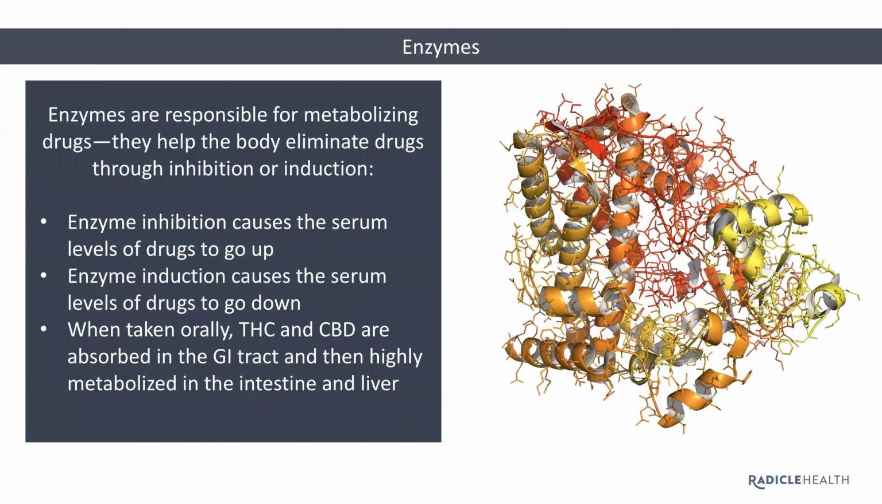With our enzymes, they're responsible for metabolizing the drugs, which helps the body eliminate the drug through inhibition or induction. And as I just said, enzyme inhibition causes the serum levels of the drugs to go up. Enzyme induction causes the serum levels of the drug to go down. And when taken orally, THC and CBD are absorbed into the GI tract and then highly metabolized in the intestine and liver.